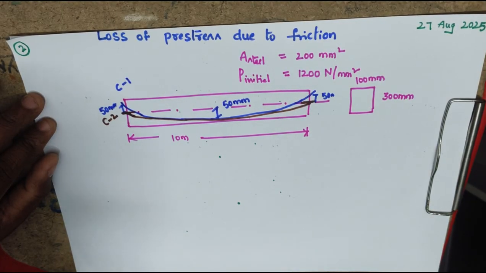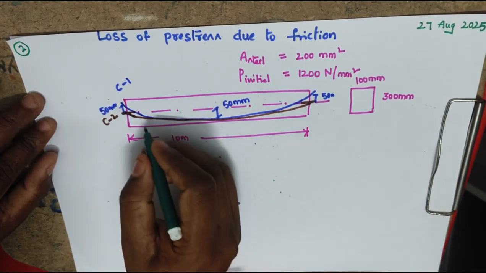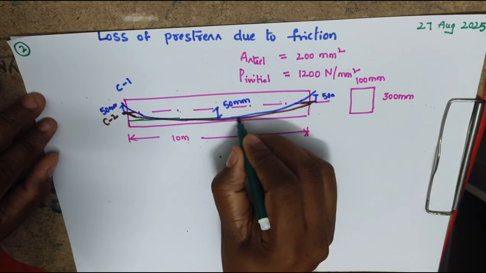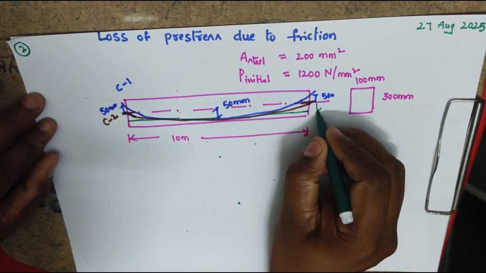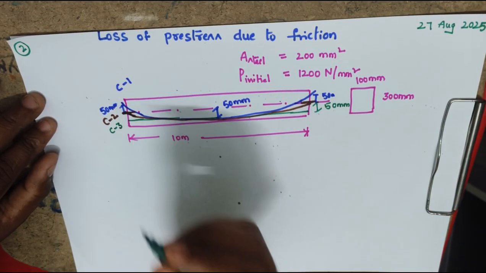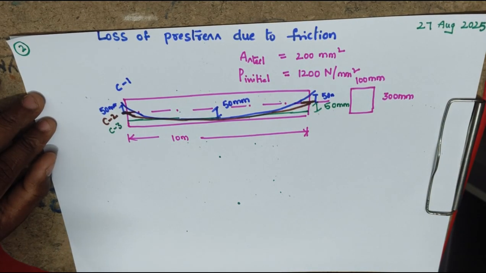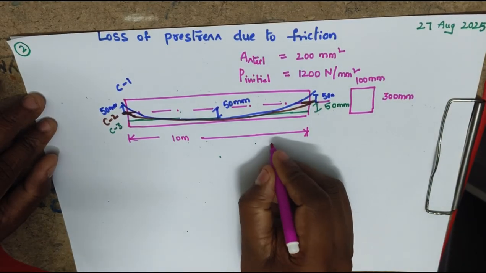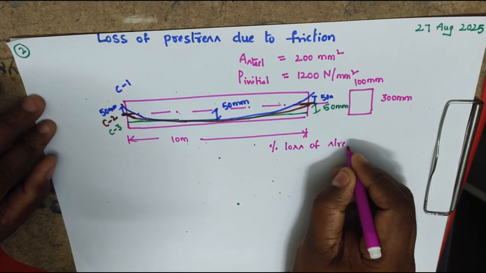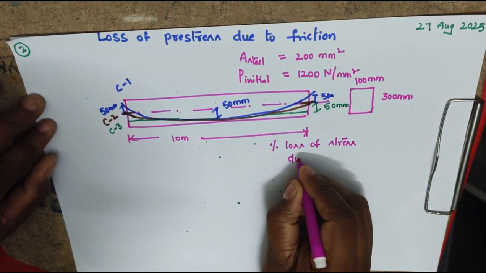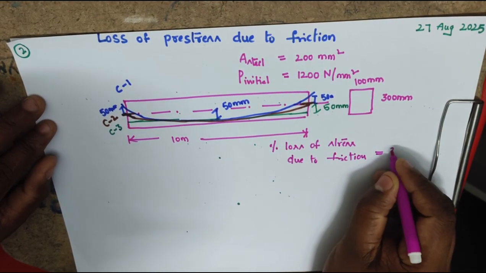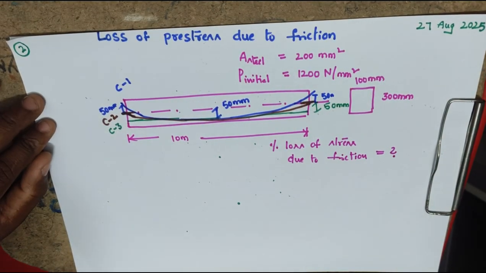Next, coming to cable 3. Cable 3 is a straight cable. It is maintaining the same 50 eccentricity throughout the span. This is cable 3. Right? Now we need to determine the percentage loss of stress in steel due to friction. This is what we need to determine, right?